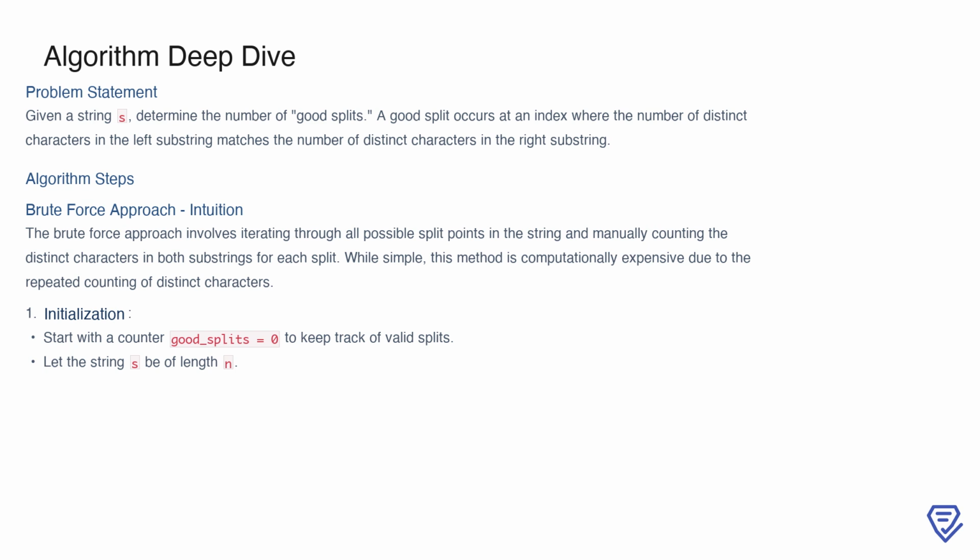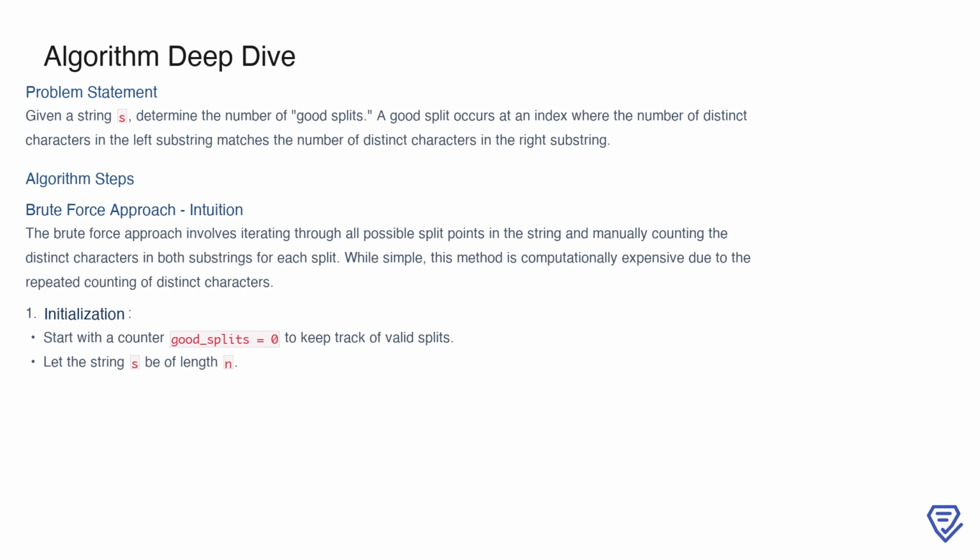Here, we iterate through the string and check every possible split point. At each split, we count the distinct characters in the left and right substrings. While this is straightforward and guarantees correctness, it is computationally expensive due to the repeated counting of distinct characters. To begin, we initialize a counter good_splits to 0, which will keep track of the valid splits we encounter.